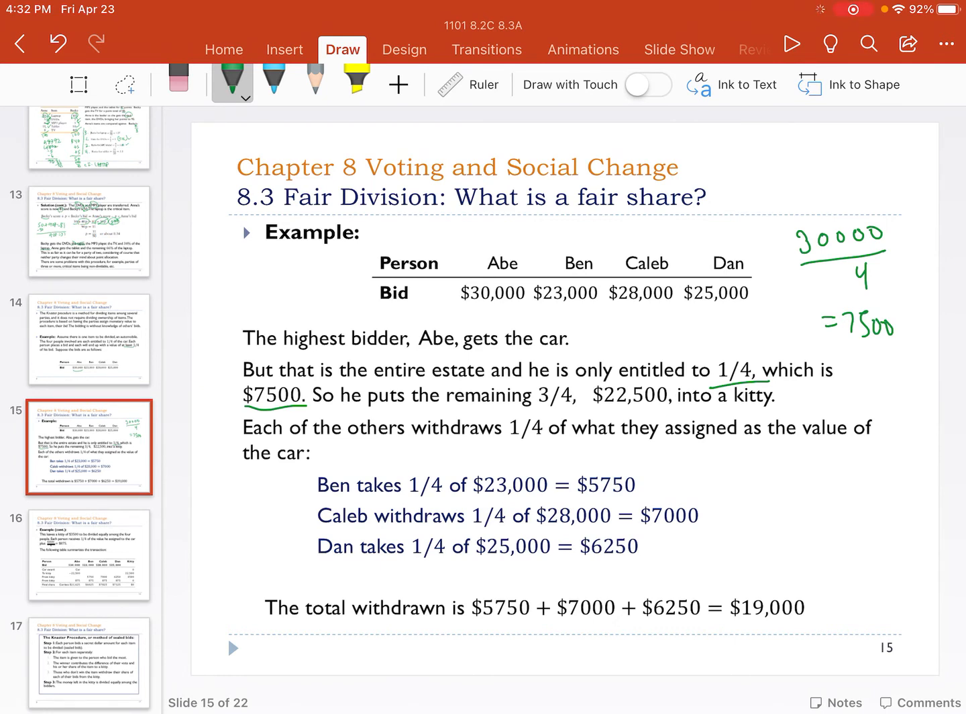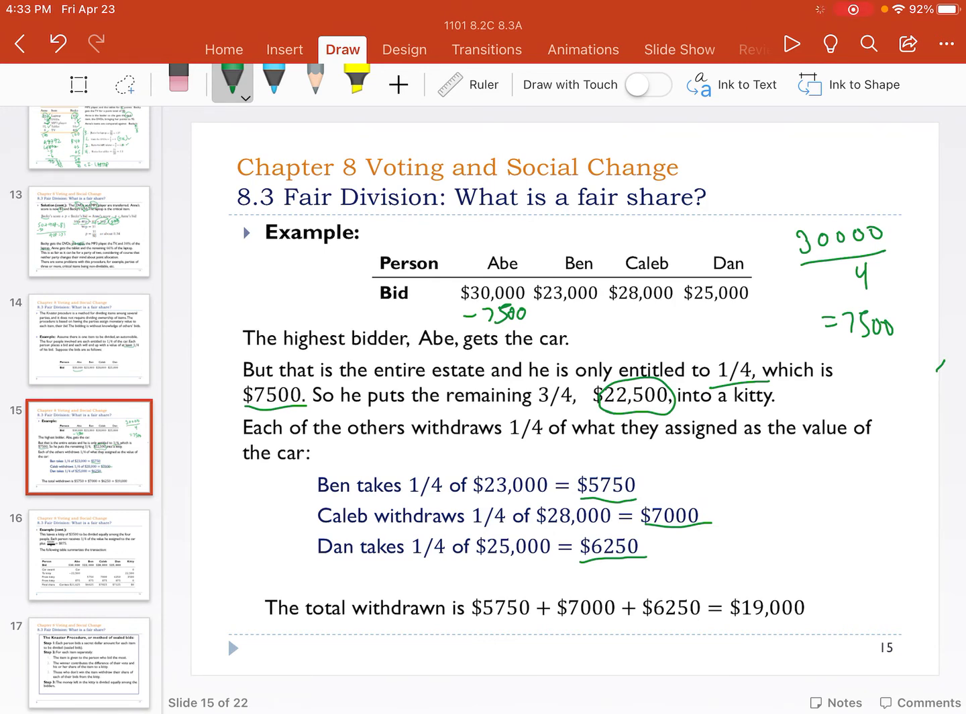So anyway, Ben takes 1/4 of his bid. He bid 23,000, sorry, and so he's entitled to 5,750. Caleb gets 1/4 of 28,000. That's 7,000. Higher bid, but came in second, so he gets a little more money because he put more value on it. And Dan takes 1/4 of the 25,000, kind of a middle bid, of 6,250. So they take it from the kitty because Abe's already done his due diligence. He gets 7,500 of this outright, but the other 3/4 he has to give away into the kitty.